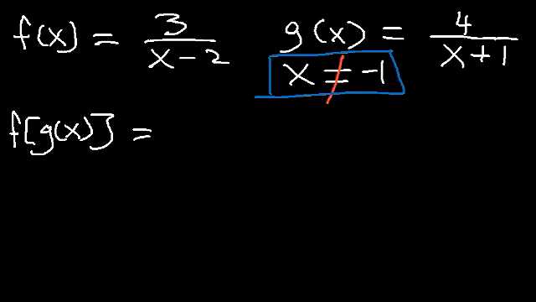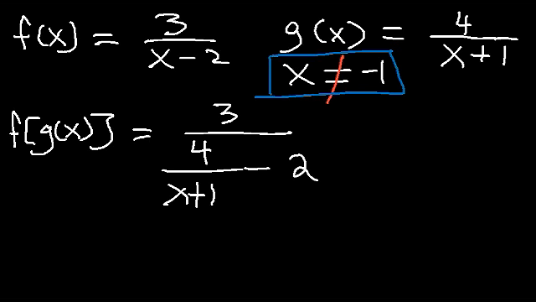So let's start with f of x, which is 3 divided by blank minus 2. Now let's replace x with g of x, which is 4 over x plus 1. And this is a minus sign. So now, what should we do next?